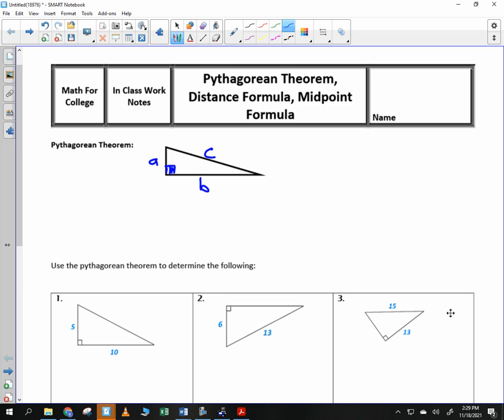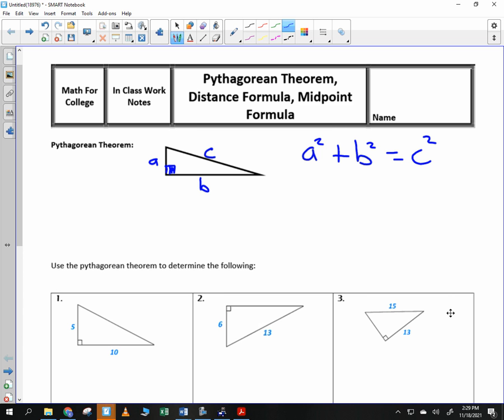It doesn't matter which leg you put as A or which leg you put as B. The fact is that you have two legs that are A and B. The hypotenuse is called C. Does anybody know what the Pythagorean Theorem says? Very good. Or as Jim Haney says, A squared plus B squared equals toilet paper.